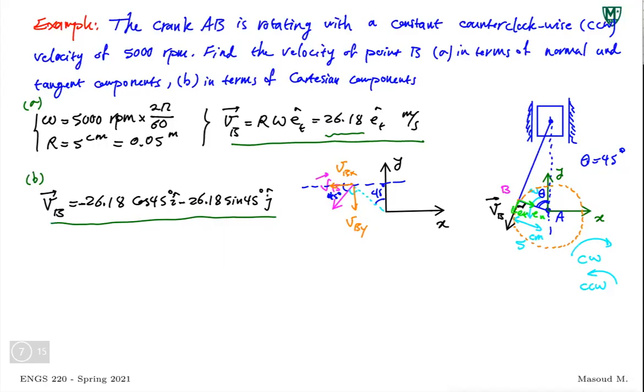What changes is that we are just using a different coordinate system. The vector is the same. The velocity doesn't change. The physics of the problem doesn't change. What changes is just the way we represent that velocity. Now, this velocity can be represented in the tangent normal coordinate system, or in the Cartesian XY coordinate system. By the end of the day, once you find one, you should be able to move to the other one. It's just a matter of representation. It's not a matter of velocity changing. All right.